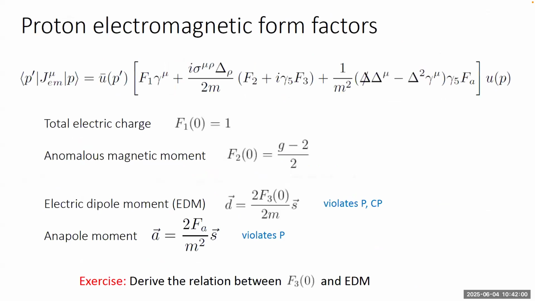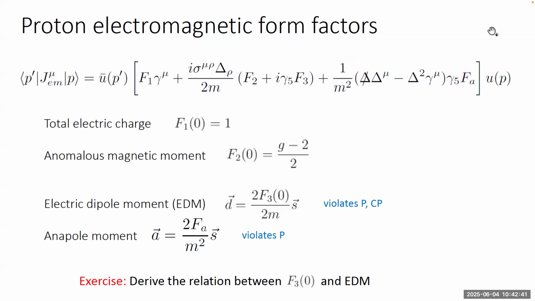Let me start with the proton electromagnetic form factor, which is probably more familiar to you. We have the electromagnetic current here, and then you have the proton states. It's a forward matrix element with P and P prime, and you can parameterize this form factor in the following way. Usually people just show the first two terms, F1 and F2, the Dirac and the Pauli form factors. But since this is a lecture, I added two more terms: another term, F3, and something called F_A.